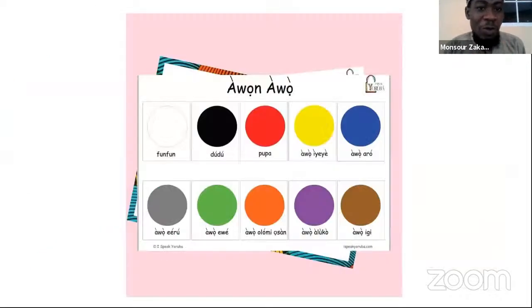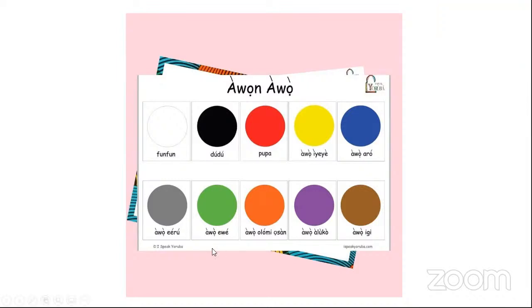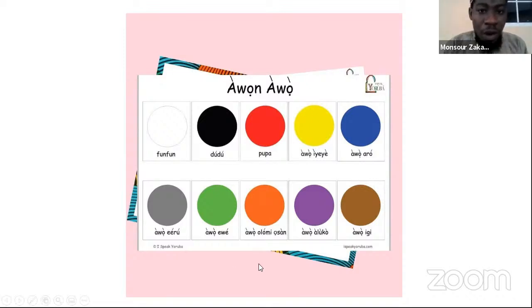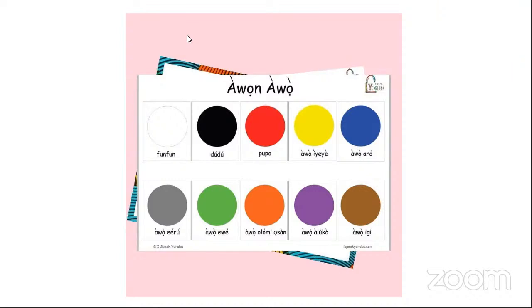So in Yoruba, we want to learn those colors. We have white, black, red, yellow, blue, ash color, green, orange, purple, and brown. So we want to know what we call all these colors in Yoruba. That is what we are going to learn today.